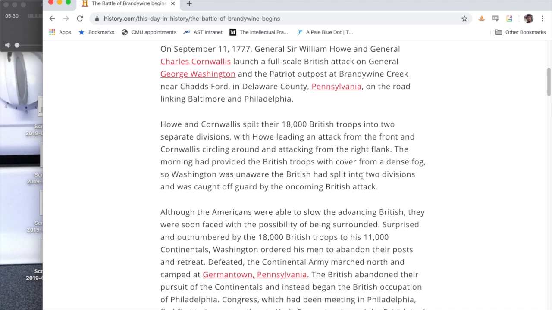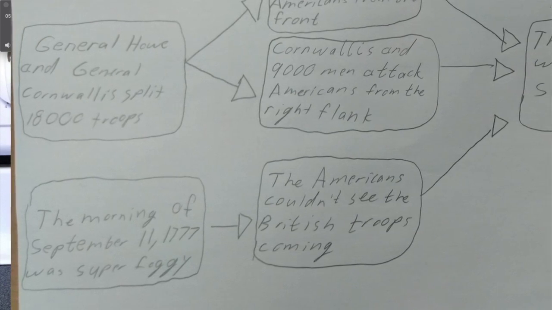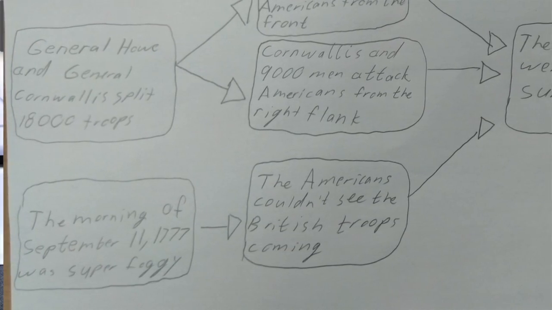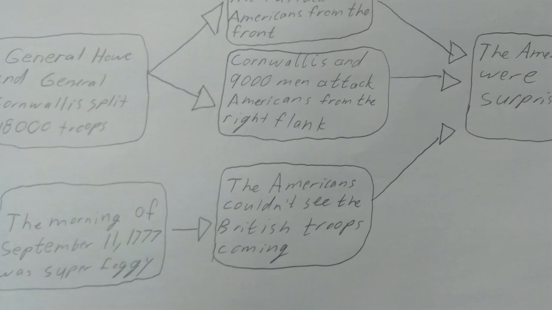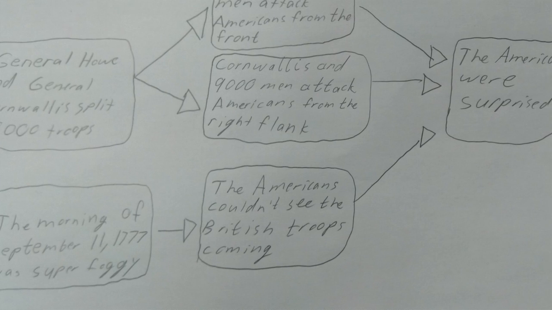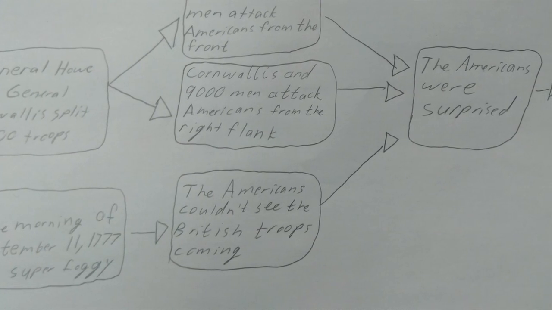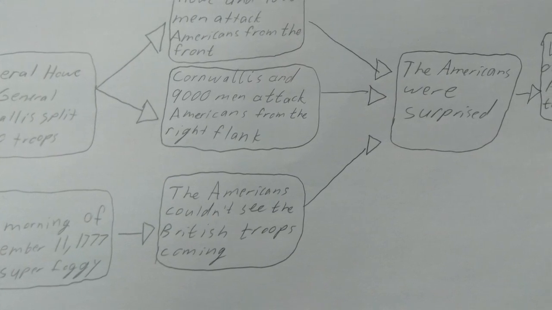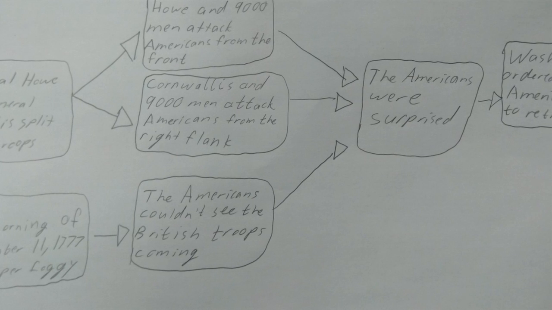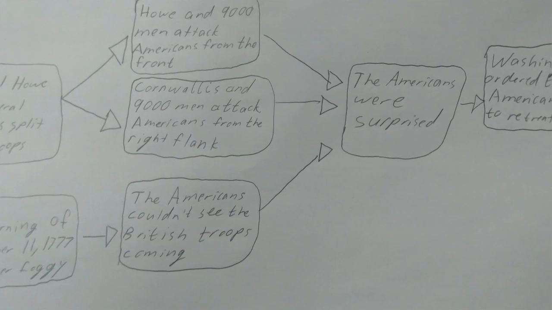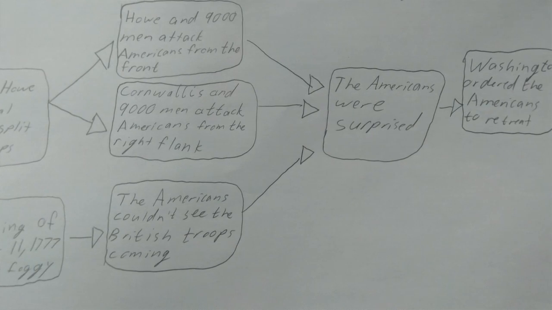Let's look back at the diagram. So General Howe and General Cornwallis split 18,000 troops. So then on the next part I mentioned that they both have 9,000 men, and that Howe attacked from the front and Cornwallis attacked from the right flank. And then I connected the fog to something. Why did I mention the fog? Because the fog meant the Americans couldn't see the British troops coming. So all three of those things meant that the Americans were surprised.